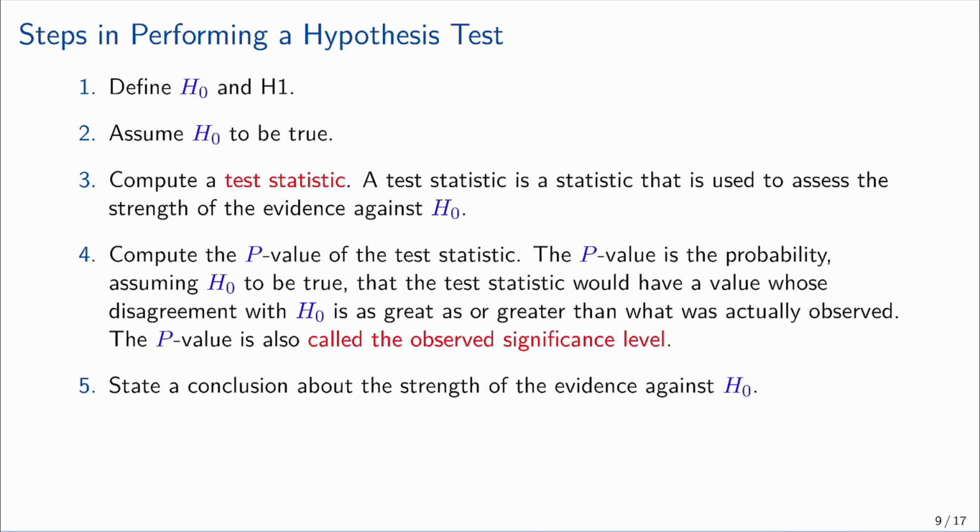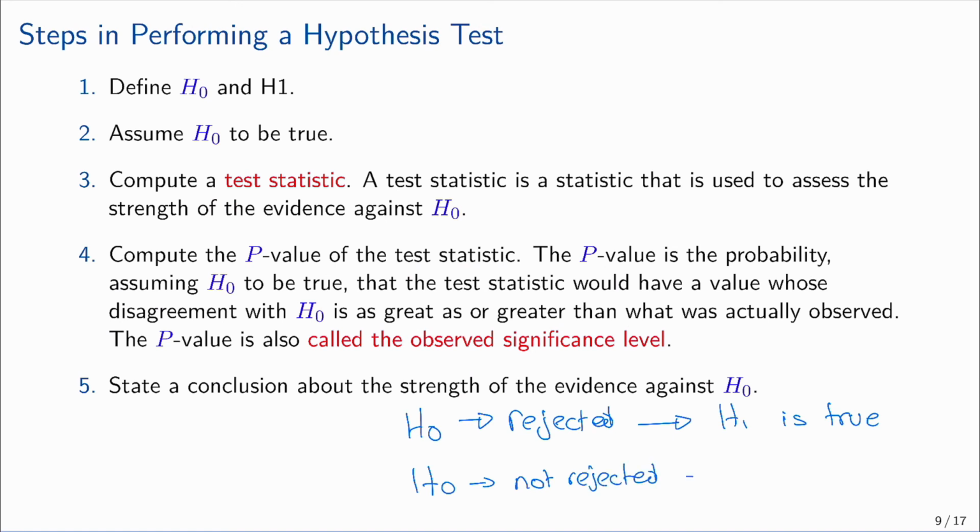So we can have either that the null hypothesis is rejected, which means that the alternative hypothesis is true, or we have that the null hypothesis is not rejected and therefore the alternative hypothesis may not be true.